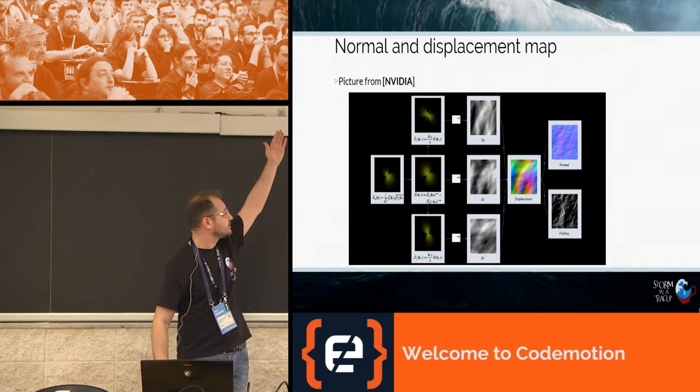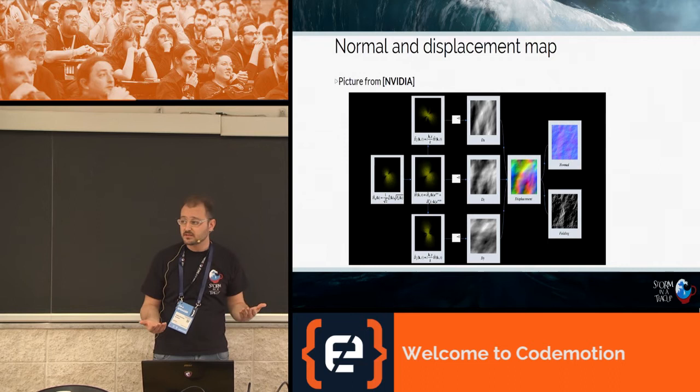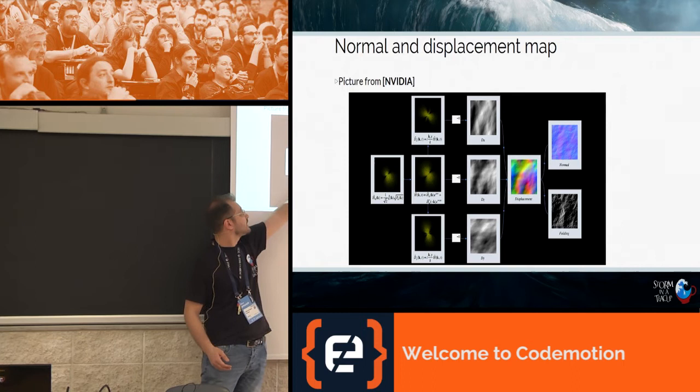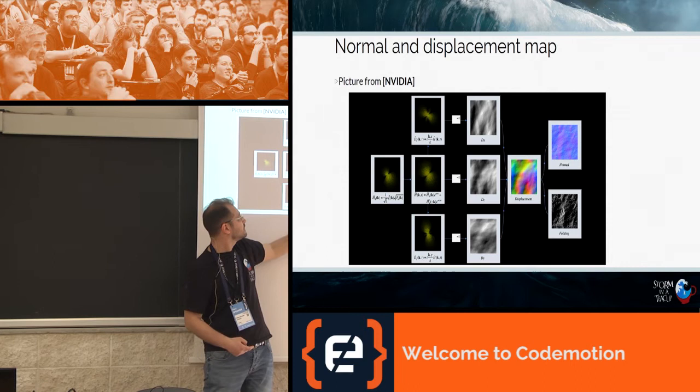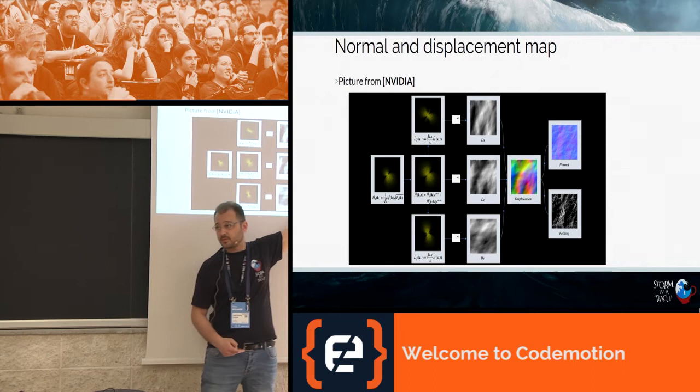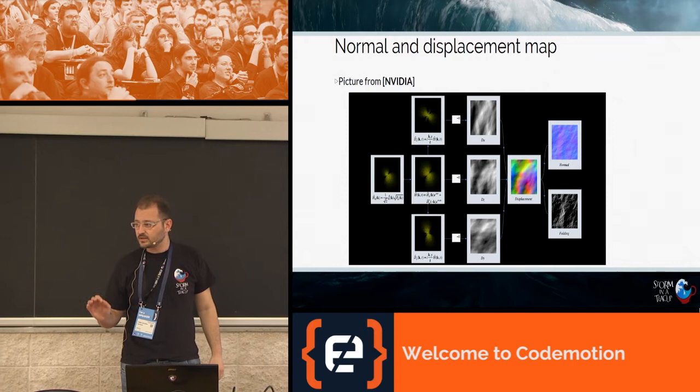So this is a picture from NVIDIA, which is a bit more explicit. So you got the spectrum here that are labeled with all the equations that I just presented to you before, guys. H0, the three spectrum, inverse Fourier transform, the Y, DZ, DX, texture, normal map. And the map below is the folding map. I'm going to explain to you what a folding map is in just a minute.